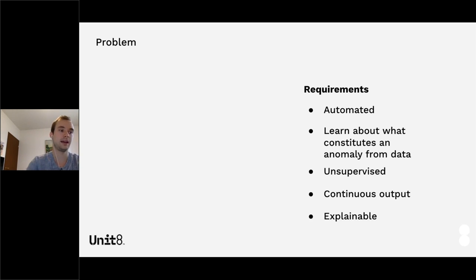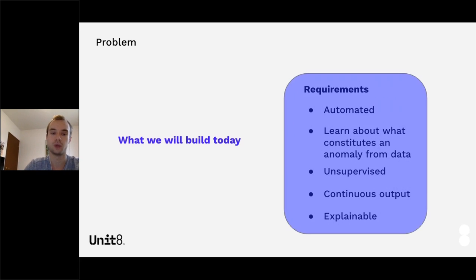So in the rest of this presentation, I will guide you through the process of building an anomaly detection system that fulfills all of these requirements. To make this as practical as possible, we will use a public data set from Kaggle to implement the whole pipeline as an example, and to be able to show you some results at the end as well.